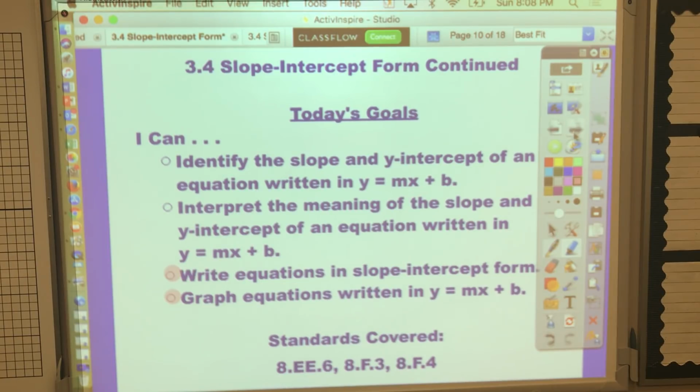Remember, m represents your slope, b represents that y-intercept. So m is still slope, and b is our y-intercept. I'm going to abbreviate that, and remember that's the ordered pair, 0 and the number where it crosses that y-axis. Okay, that's our b.